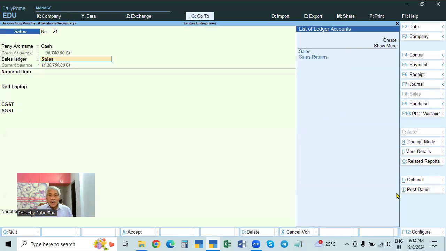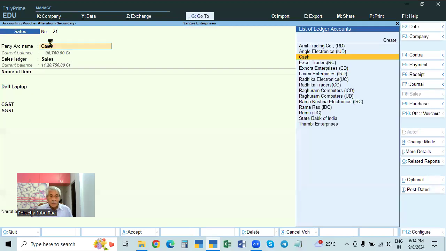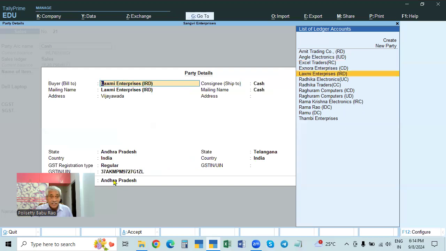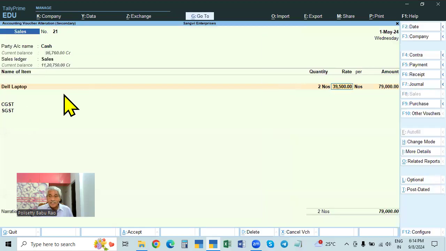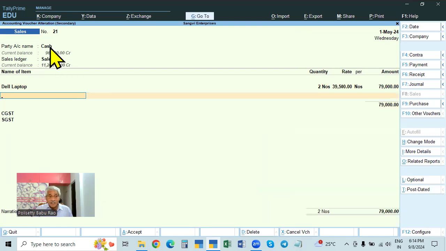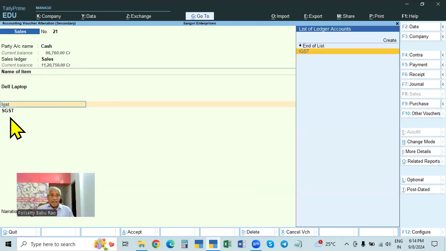If you do that and then select sales, here you see it is interstate. Now the name of the person we have taken is interstate. Because of the interstate, earlier, because of cash, CGST and SGST were calculated. But now CGST and SGST are not applicable. You have to calculate IGST.